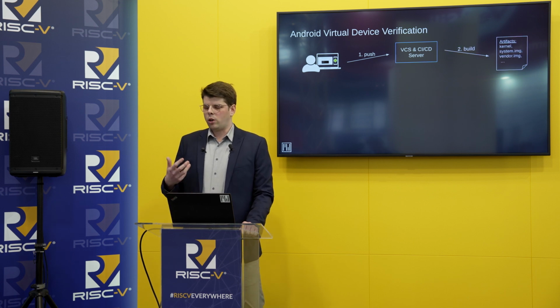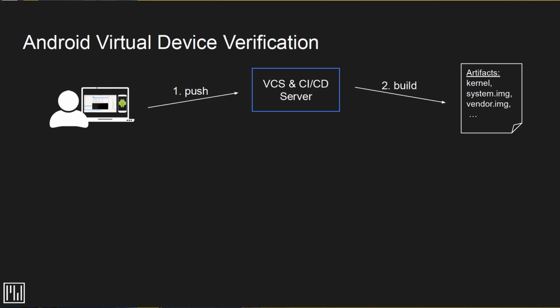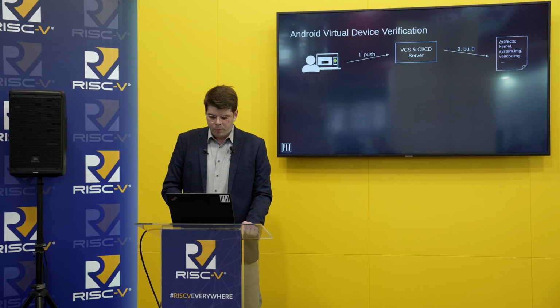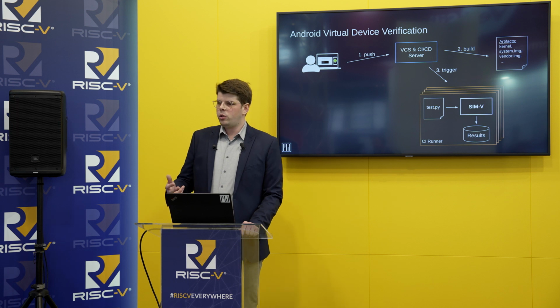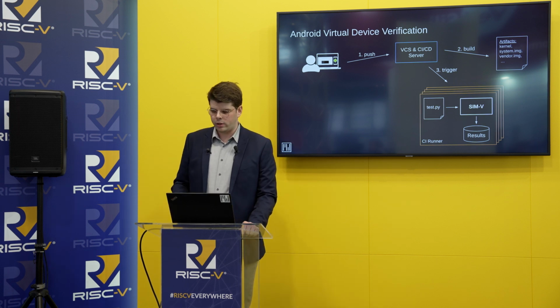This then triggers an automatic build of Android. Android build takes quite a while, so you need a powerful machine, but in the end you get all the components that result from an Android build. A kernel, a RAM disk, a system image, a vendor image, everything that is part of the build artifacts of Android. These build artifacts can then be used in continuous integration scenarios.